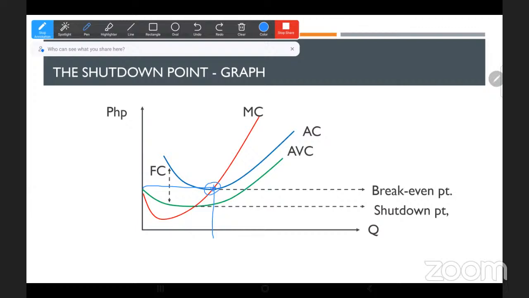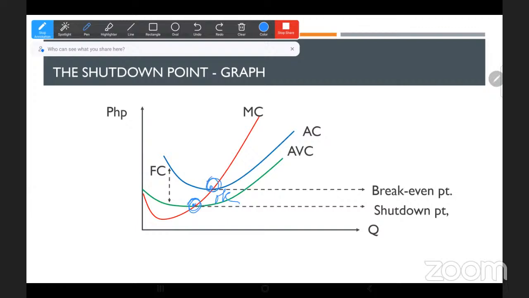So, sabi natin, it is still better for the firm to continue to operate even if it's at a loss, as long as the price is enough to pay for the fixed cost. So, ibig sabihin, any price between this and this is okay. Di ba? Any price that's between this shutdown point and the break-even point is okay.